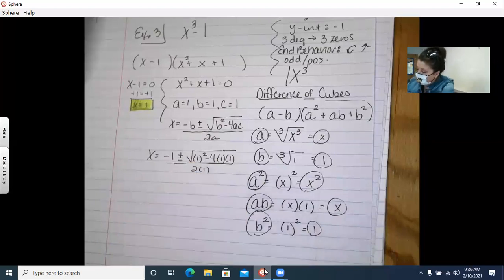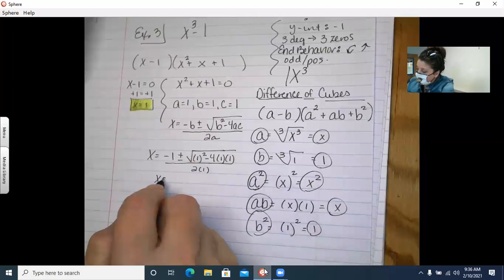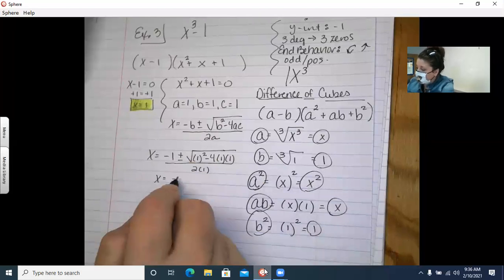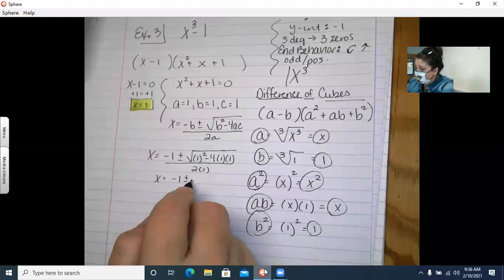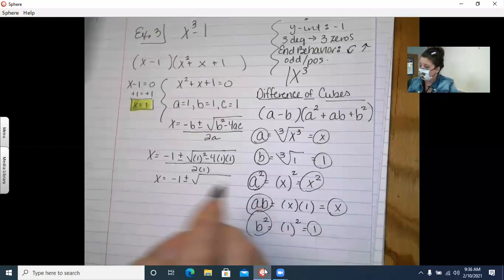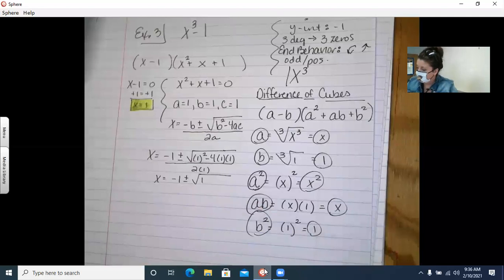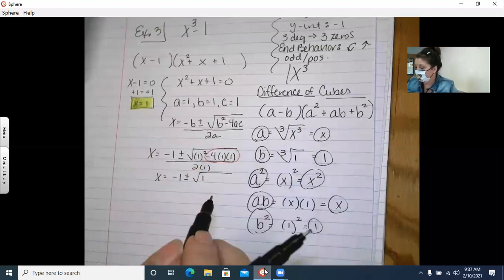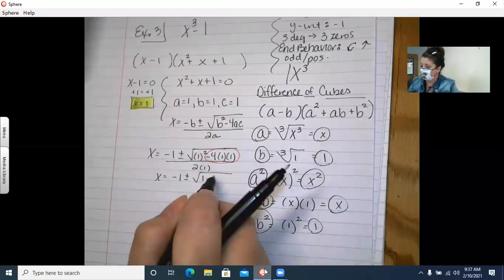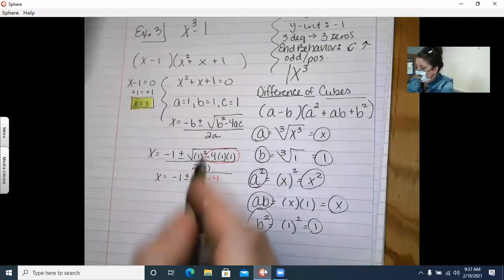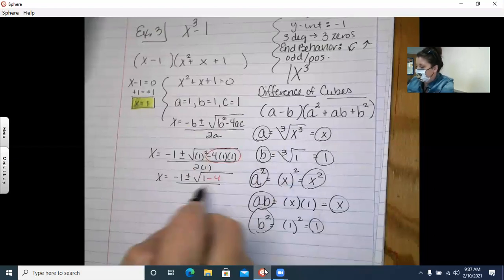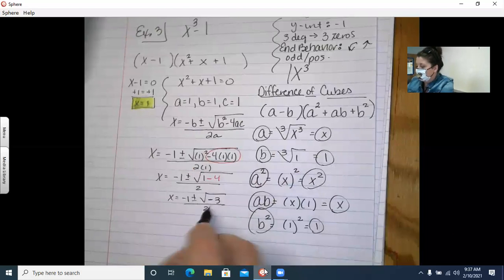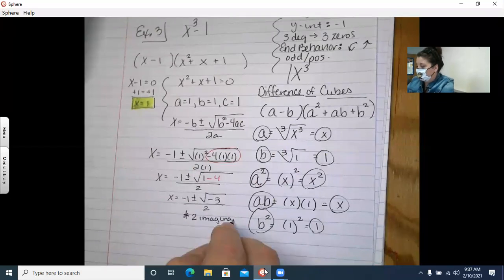So let's simplify. X equals negative 1 plus or minus the square root of, what's 1 squared? 1. And then do minus 4ac all together. So negative 4 times 1 is negative 4. Am I going to get real or imaginary solutions? Imaginary, because 1 minus 4 is negative 3. So these are two imaginary solutions.